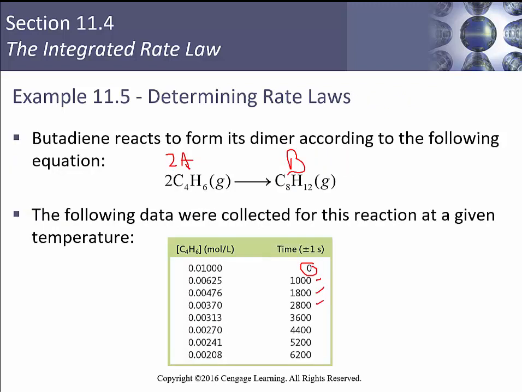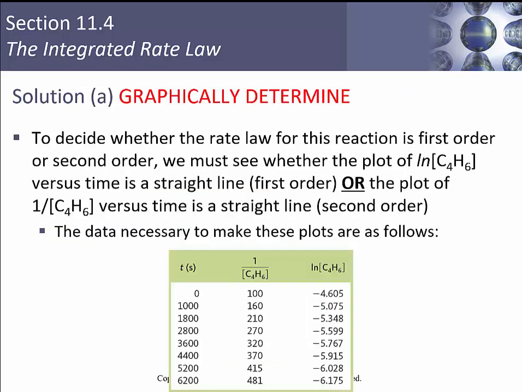Half-life's kind of easy because you could go through and say, okay, how am I going to go from here to half of that, 0.005? So you can kind of guess where that half-life is, but we're going to do it mathematically. So our solution, A, graphically determine it. To decide whether the rate law for this reaction is first order or second order, we're going to see whether the plot of the natural log versus time is a straight line for our first order, or the plot of 1 over the concentration is a straight line for our second order.